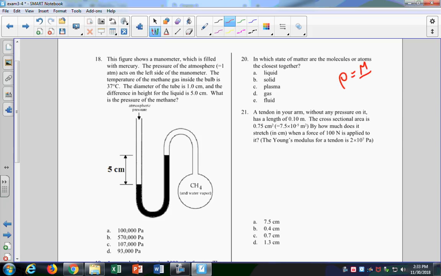But because of that relationship, rho is equal to m over v. If you know rho and m, you can find v. And the other tricky part on those problems is keeping your different rhos separated.